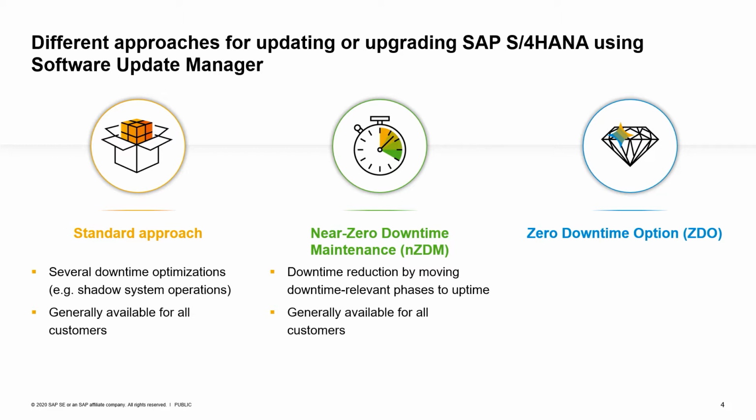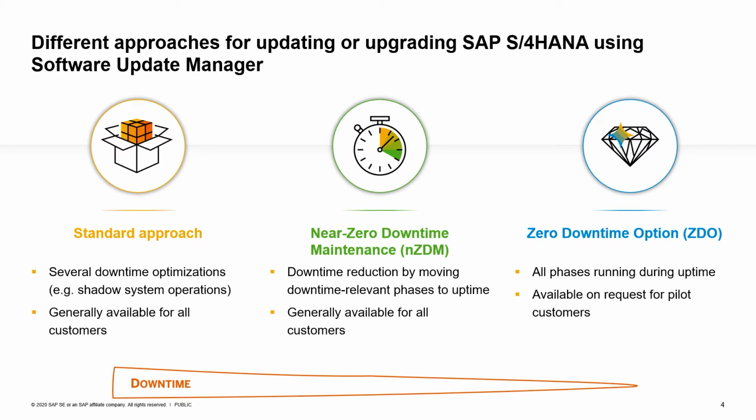The third option is the zero downtime option. Zero downtime option is an approach where we're going to run all the upgrade-related activities in the uptime. This approach is currently available for pilot customers. I'm going to talk about this, how pilot customers can get a zero downtime option later on as well.